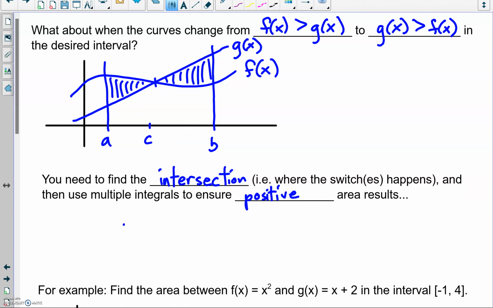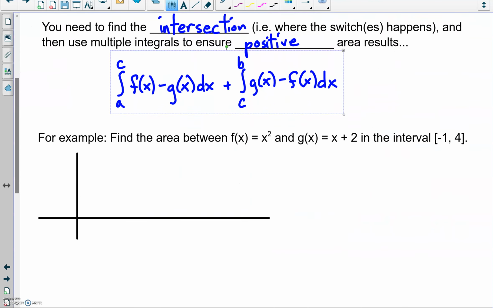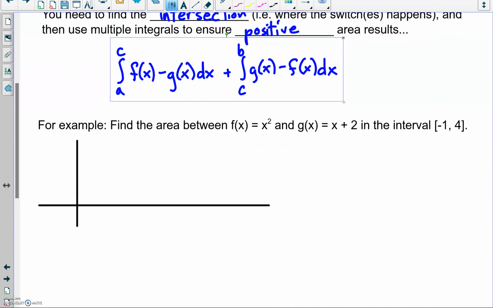So basically all you do here is you say, okay, for a to c, we'll do the integral of f of x minus g of x dx. And then we're going to add to that the c to b integral, where we're going g of x now minus the f of x. We're going to switch that order of subtraction in order to ensure that we get positive heights in that second part of the interval.